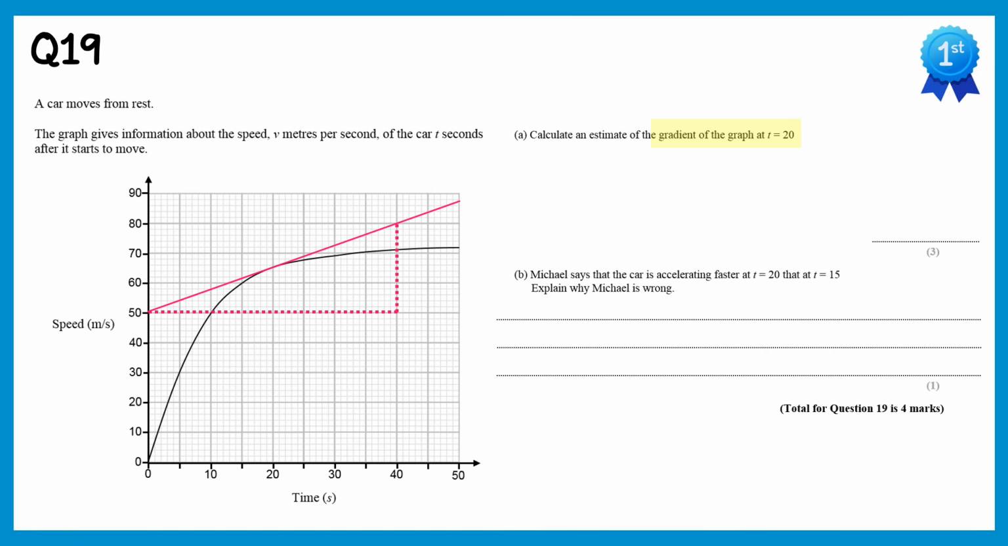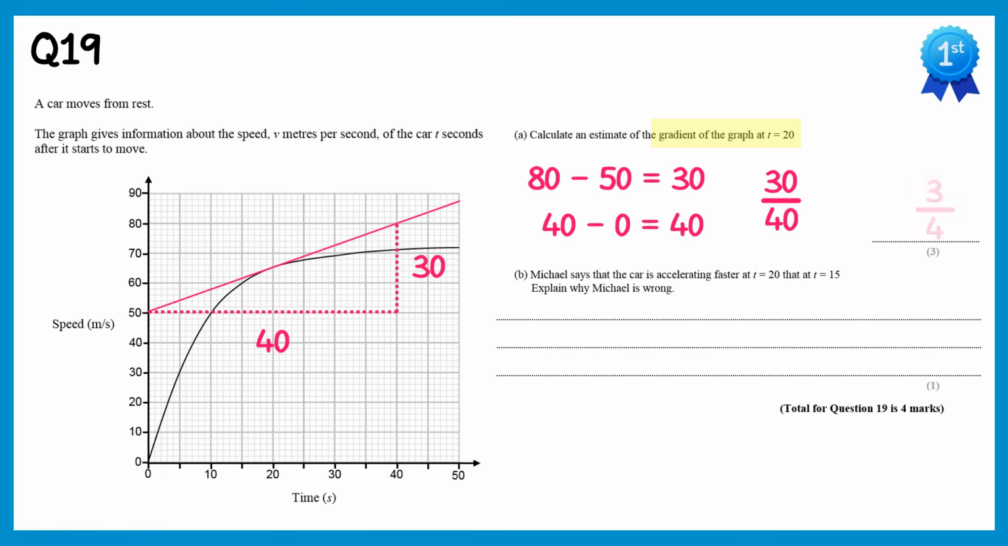I'm drawing mine here. I then need to work out the change in y and the change in x. The change in y goes from 80 to 50, so 80 take away 50 is 30. The change in x goes from 0 to 40, so 40 take 0 is 40. I then do change in y divided by change in x, so 30 over 40, which is the same as 3 over 4, or 0.75.